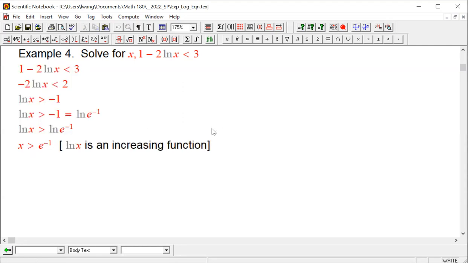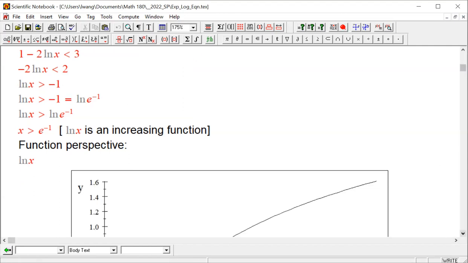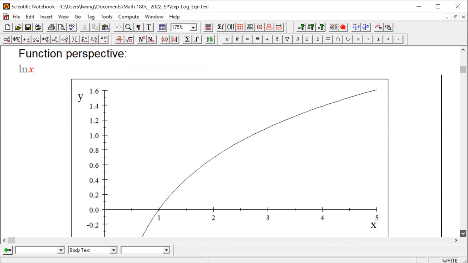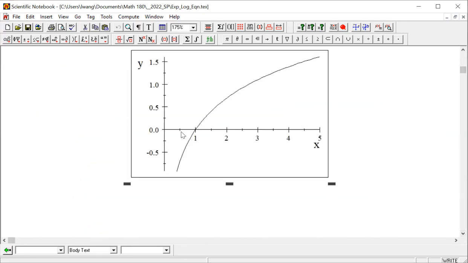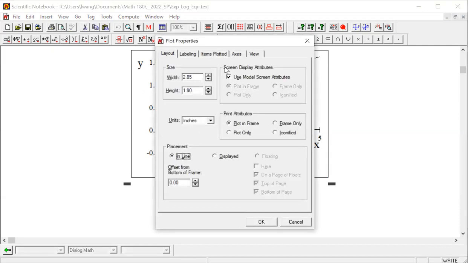So let's look at the function perspective. You want to look at ln x greater than negative 1. So this is ln x. We want it to be larger than negative 1. So let's make some adjustment to the picture.